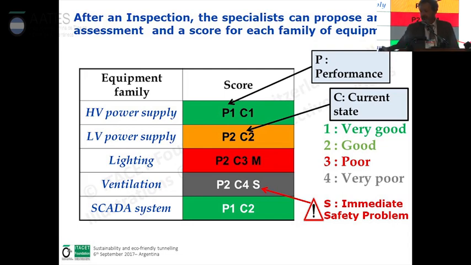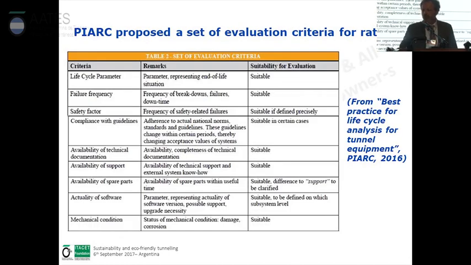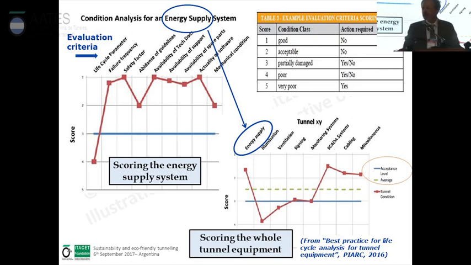And so this kind of scoring is introduced in different regulations and also recommended by PARC. It gives a global view of your system. And the PARC document explains the different criteria, how to score the different families. I can go on. For example, this is coming from PARC.